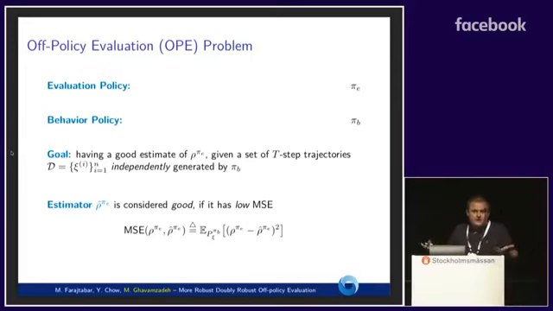It's very important that you have a bunch of data generated by a policy. You use that data, you learn a new policy, and you want to have an estimate of the performance of the new policy without deploying it. So you have to use the data generated by the behavior policy to have that estimate.